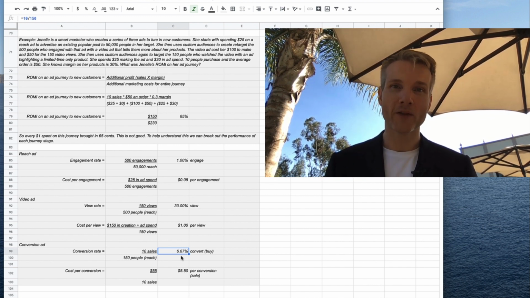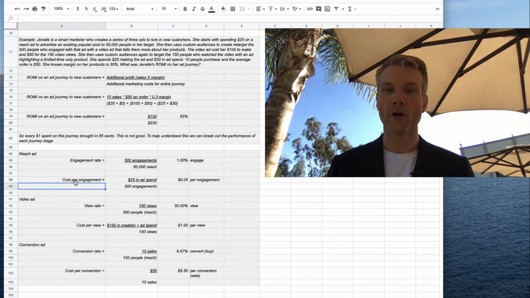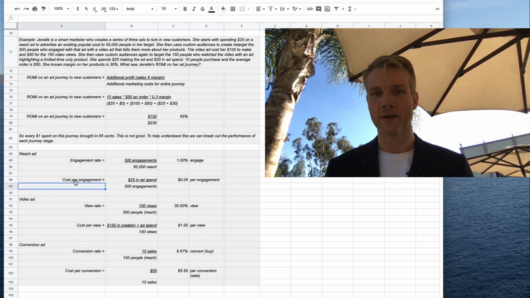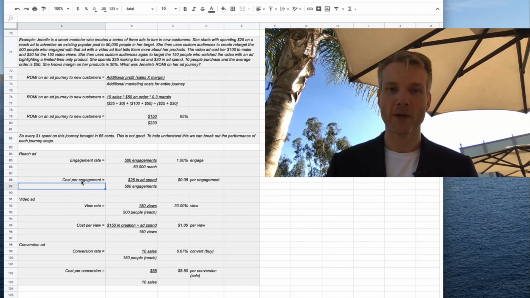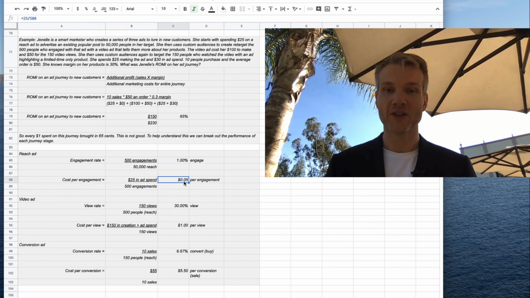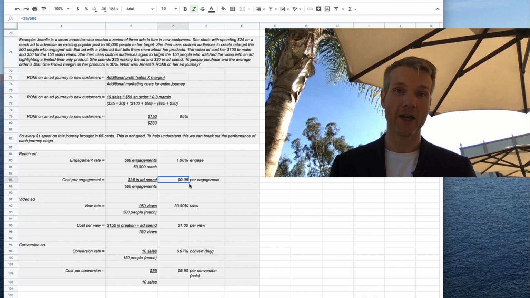Another way of taking a look at these numbers would be calculating a cost per whatever outcome you're looking at. It could be cost per engagement. Here we're taking the spend, dividing it by how many outcomes we have, and we can see it costs 5 cents to get a particular engagement.